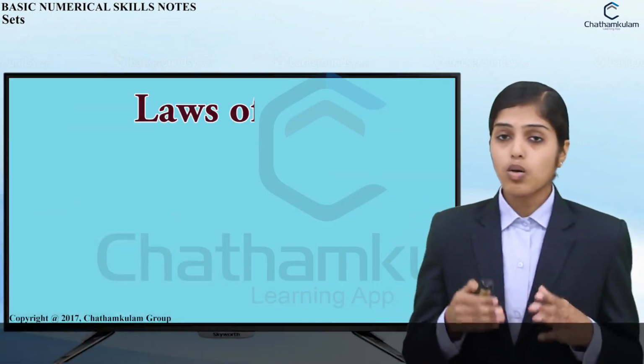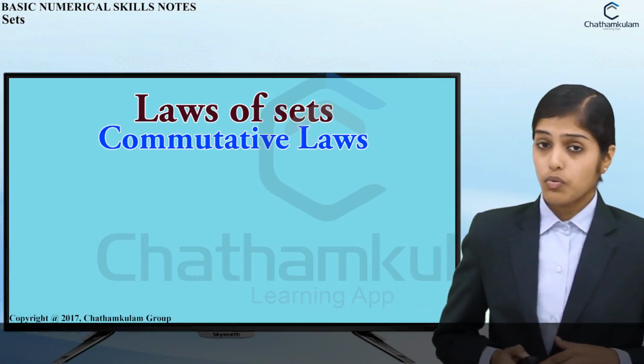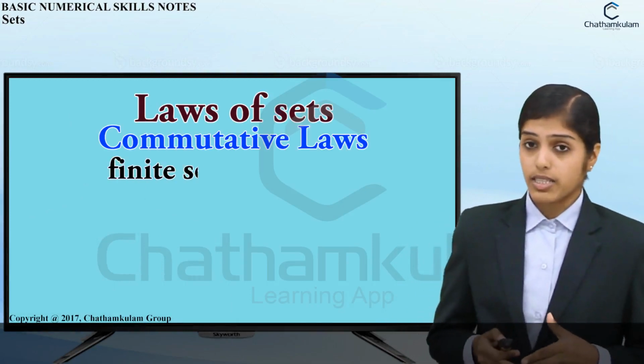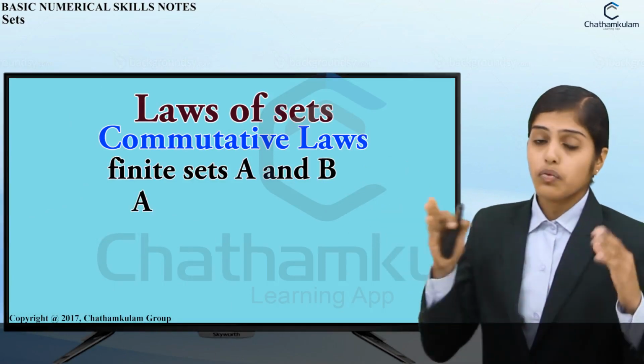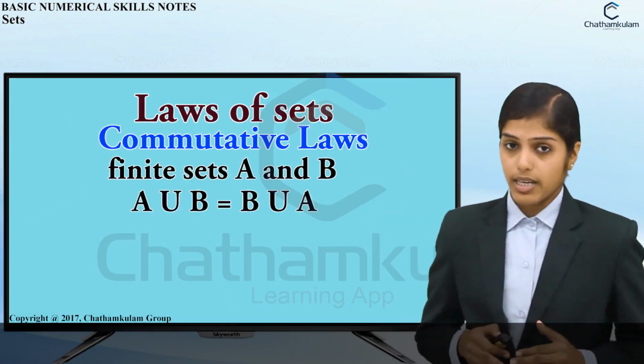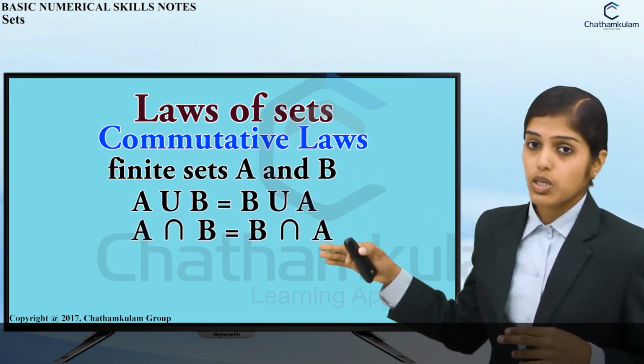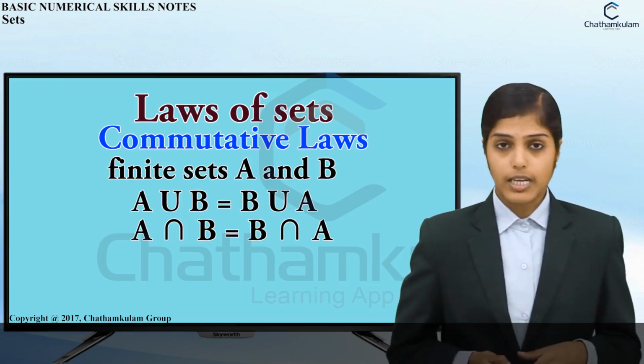The topic is laws of sets. The first law is the commutative law. For any two finite sets A and B, A union B is equal to B union A. The second law states that A intersection B is equal to B intersection A.